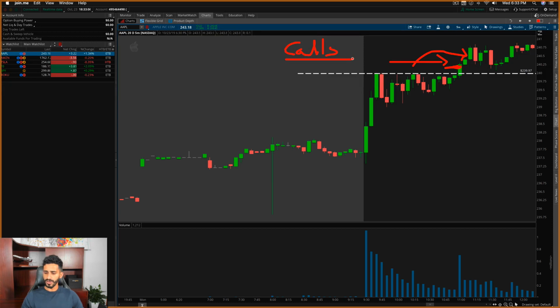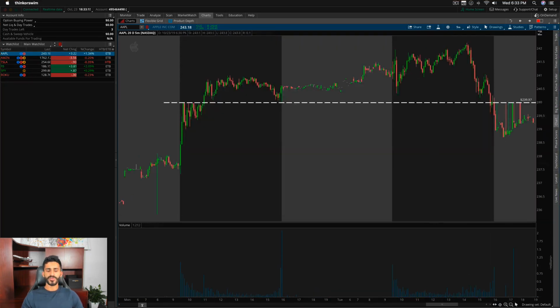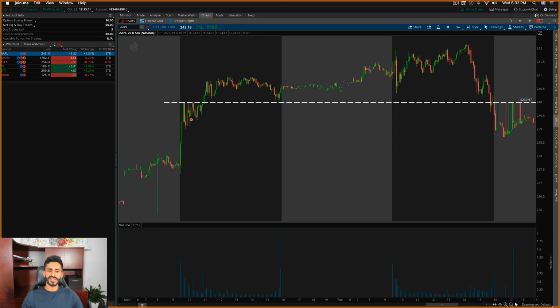But if you take a bigger look at the big picture, you can see what happens. Seeing this play now looks a lot easier. It's like, wow, I could have caught this. But the whole idea is catching these plays in the moment and being able to capitalize on these moves.